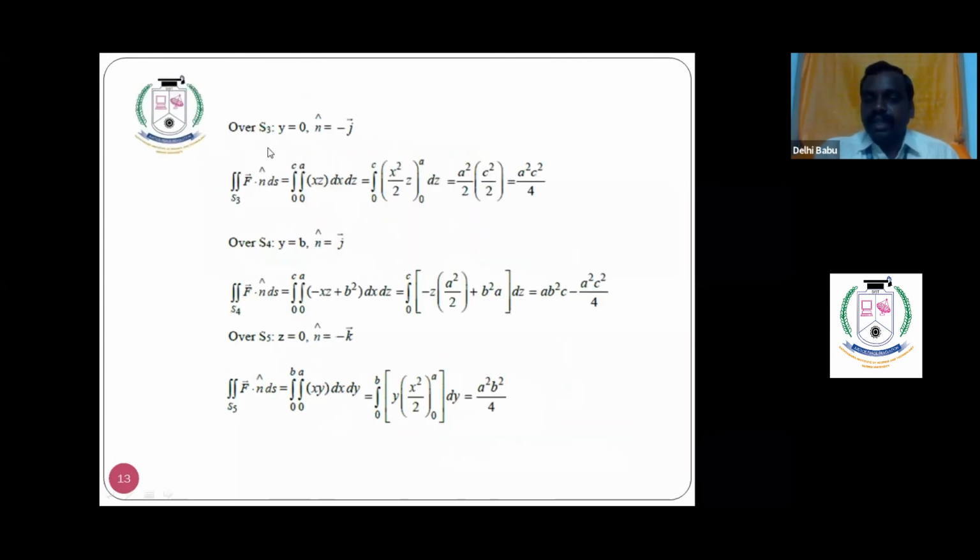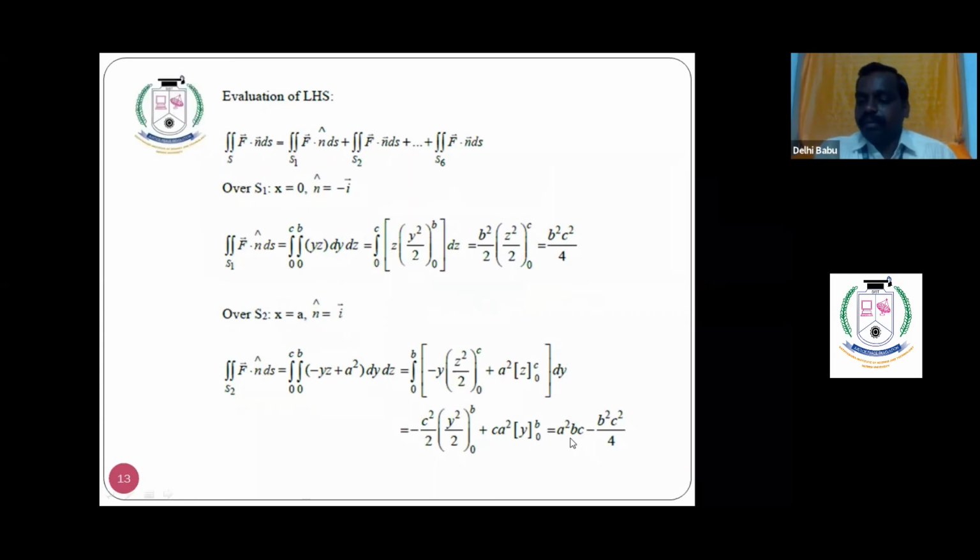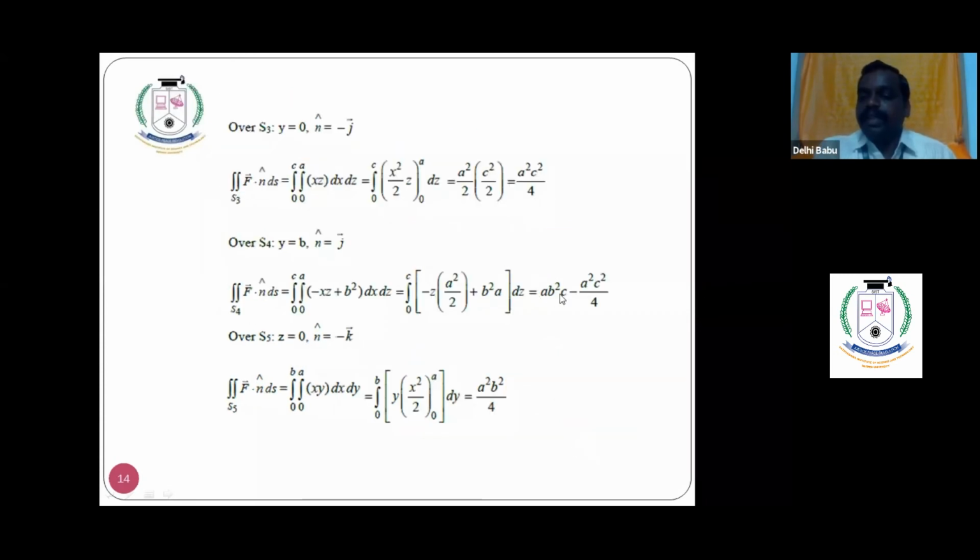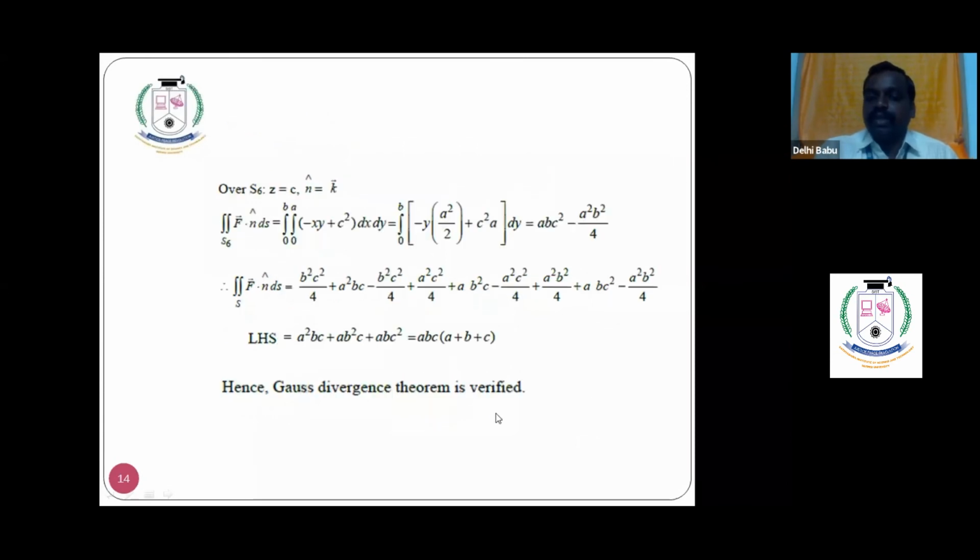See, S3, S4. Then a square c square by 4 and minus a square c square by 4, when I add these two, gets cancelled. So I get a b square c. First one, a square b c, and the second one, a b square c. Similarly, S5 is a square b square by 4, and S6 is minus a square b square by 4. Both of these get cancelled. We get a b c square.